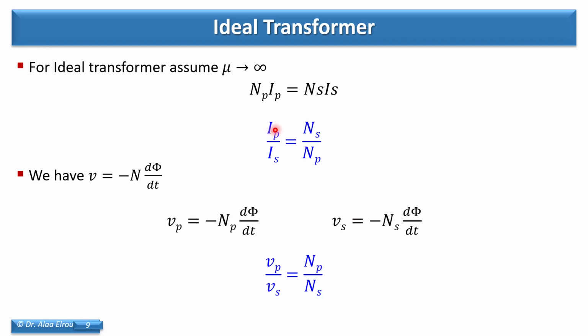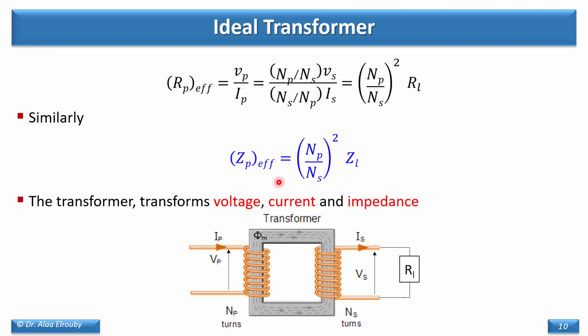So here the current is transformed with the opposite of the ratio of primary to secondary. The potential is transformed by the ratio of primary to secondary. If we calculated the resistance of the primary inductor, which is V primary divided by I primary, and we just do the math.